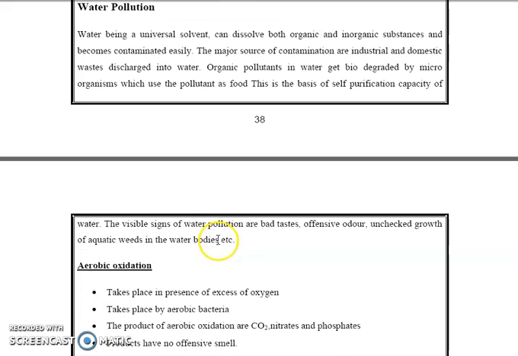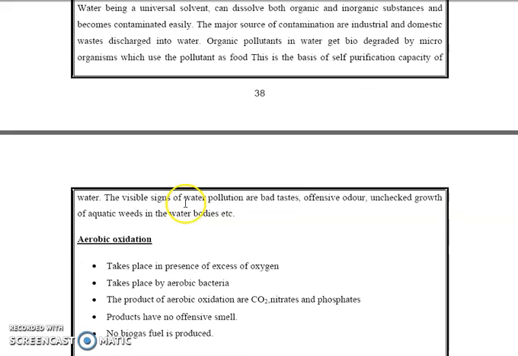Next, we can discuss water pollution. We know water is a universal solvent. It can dissolve both organic and inorganic substances, so it is contaminated very easily. The major sources of water pollution are domestic sewage, industrial effluents, and agricultural effluents. The visible signs of water pollution are bad taste, smell, and the unchecked growth of aquatic weeds in water bodies. That is water pollution.